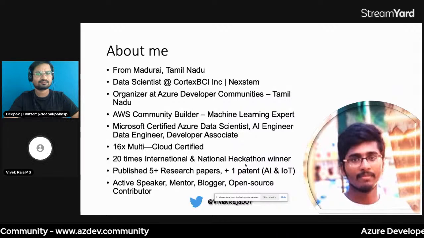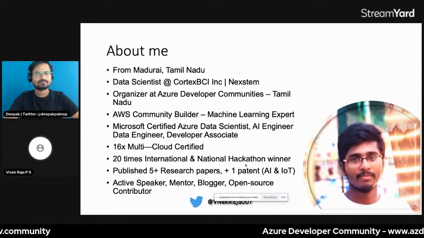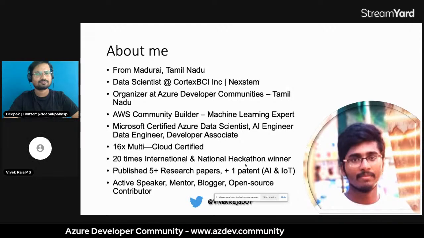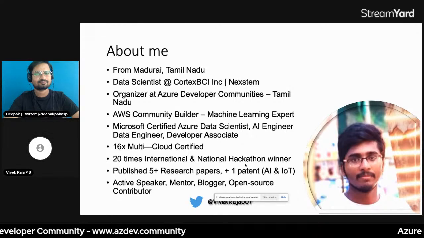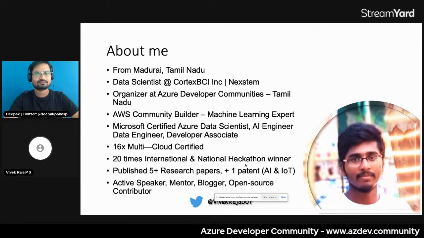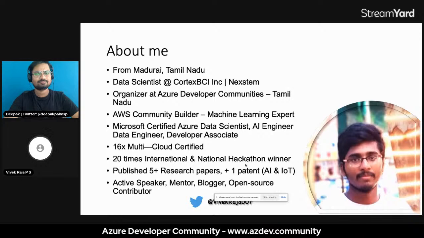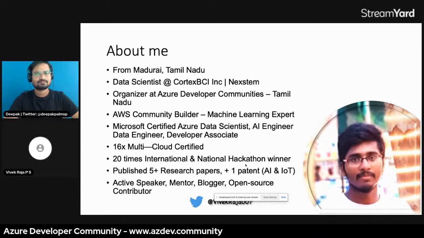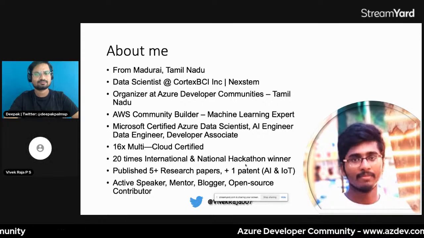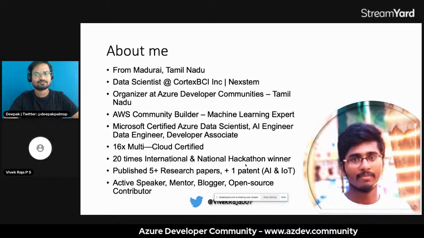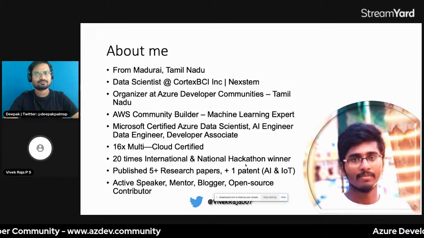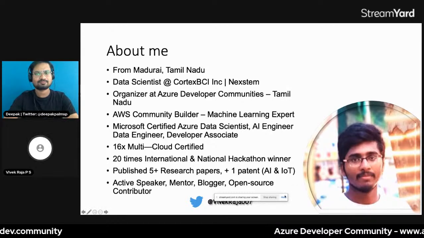About me, I'm from Madurai, Tamil Nadu. I'm currently working as a data scientist at Cortex BCI, and I'm also organizing a developer community in Tamil Nadu. Besides Azure, I'm also very much interested in AWS. I'm an AWS Community Builder in machine learning, and I love to write certifications and validate my knowledge and expertise as well. I've done around 16 certifications so far, and I'm a Microsoft certified data scientist, AI engineer, data engineer, and developer associate. Besides all these professional and developer related activities, I love to participate in hackathons. I have a very good history of participating in hackathons at both national and international level.